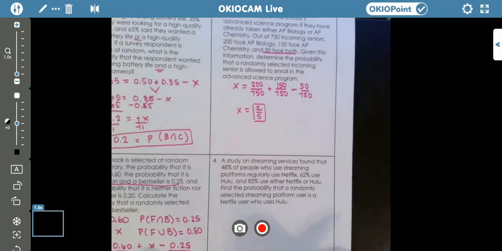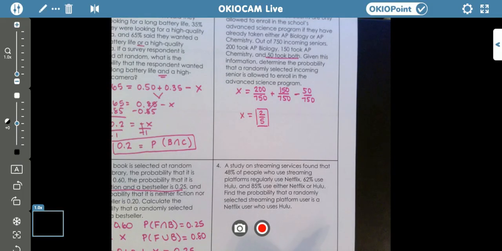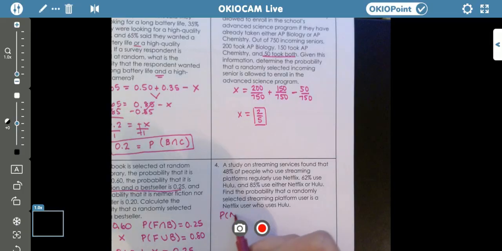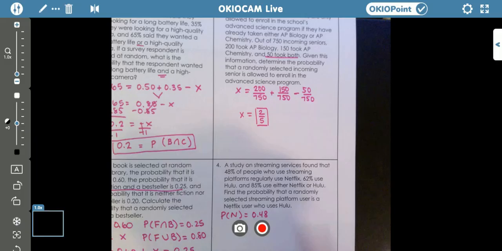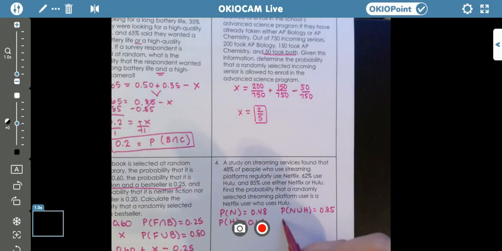All right, one more on this page. A study of streaming services found that 48% of people who use streaming platforms regularly use Netflix. All right, so might as well write down as we go this time. 62% use Hulu. And 85% use either Netflix or Hulu. So probability of Netflix or Hulu equals 0.85. Find the probability that a selected streaming platform user is a Netflix user who uses Hulu. So I'm looking for Netflix and Hulu.